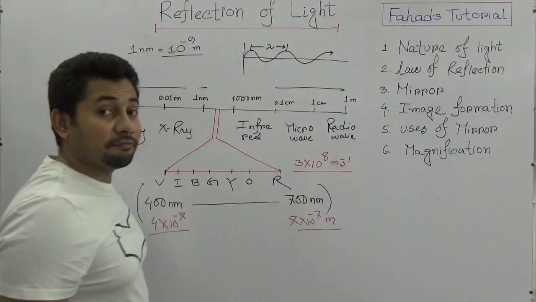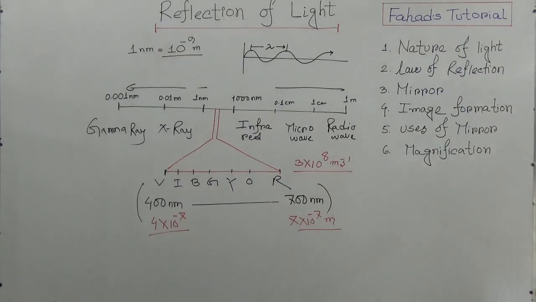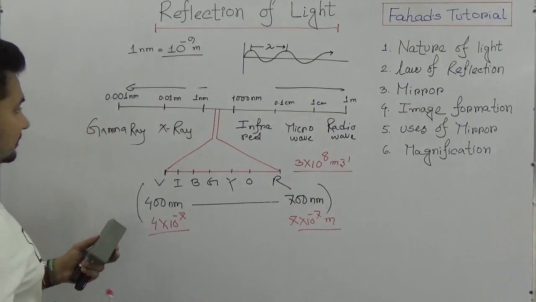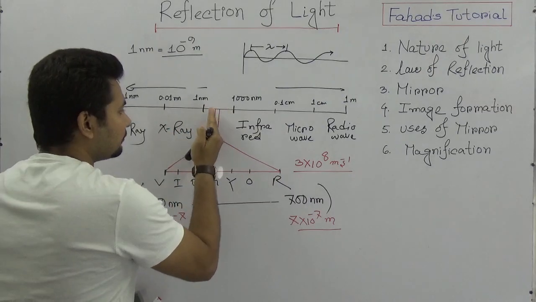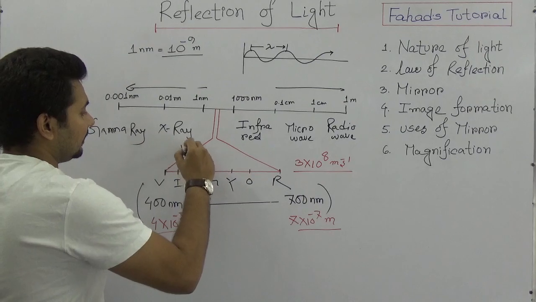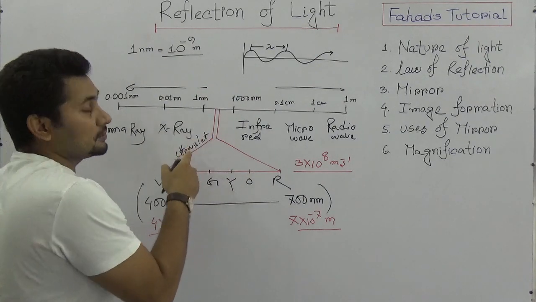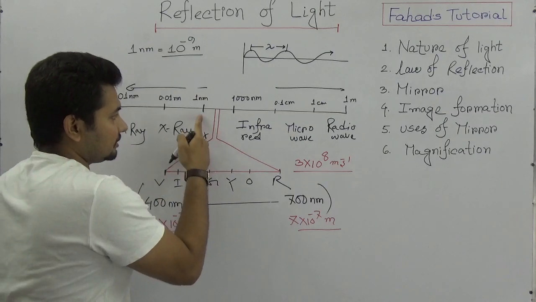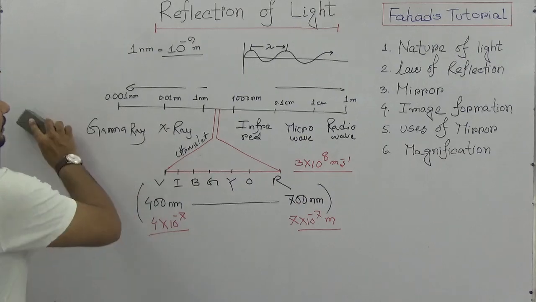Now think about reflection. One thing I must say is that after X-rays, just before the visible wavelength, there is ultraviolet, which we also can't see. So just before 400 to 1 nanometer. So what is going on?